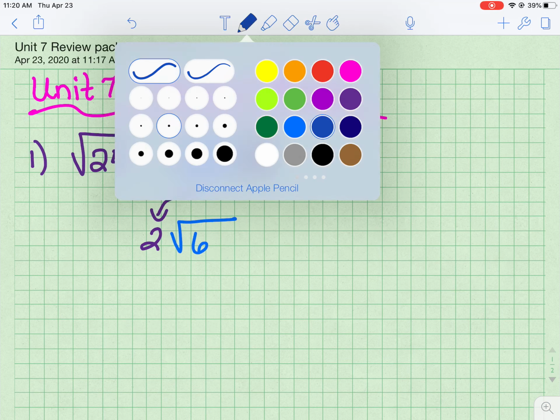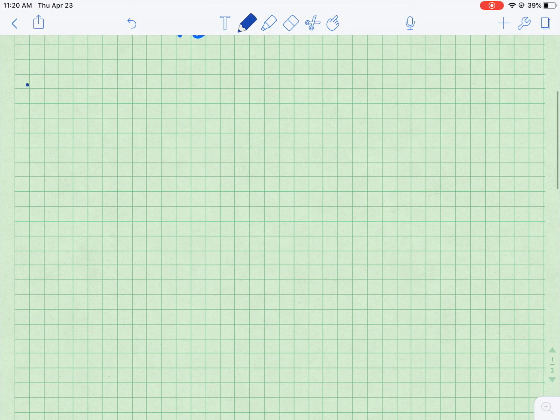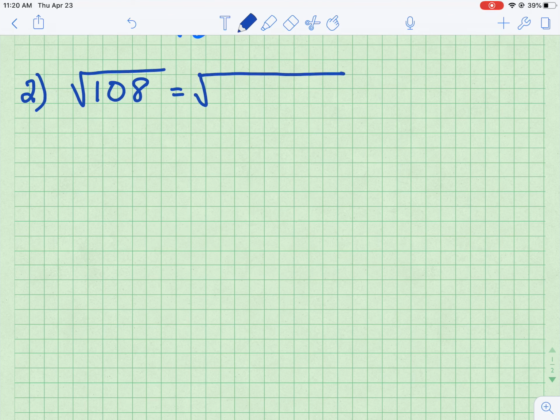Okay? Number 2. And I'm going to move quickly, but you can always just pause it if you need more time with something. Okay? The square root of 108. Pretty much the same as number 1. We just need to prime factor it. This might take you a little longer. I've been doing these numbers for years, so I can do it a little bit quicker. So it's 2 times 2 times 3 times 3 times 3.